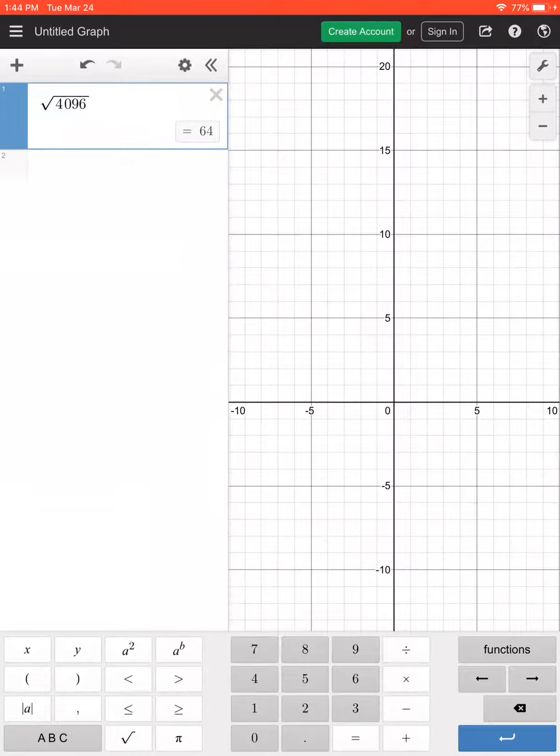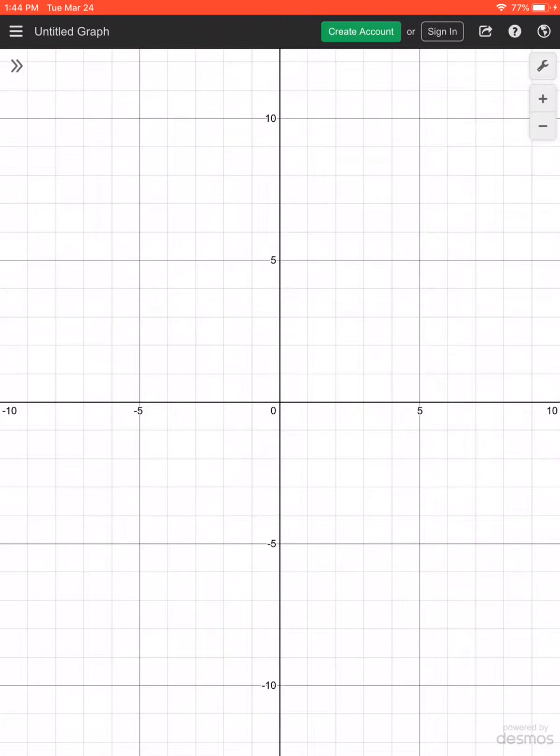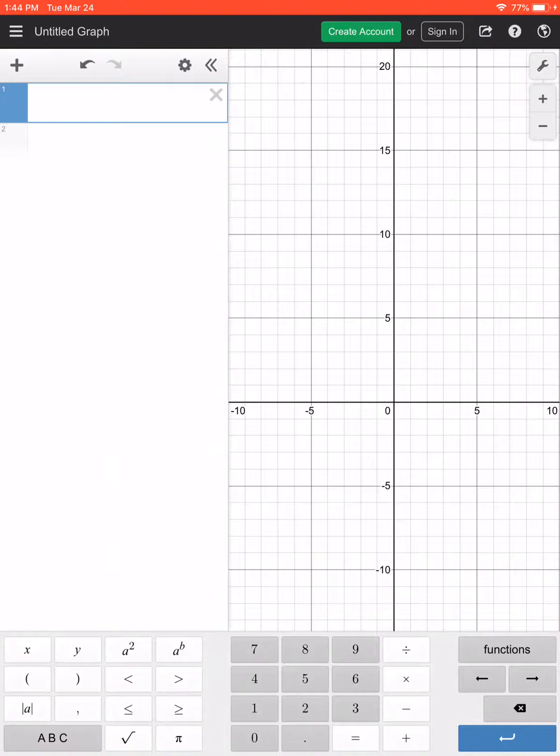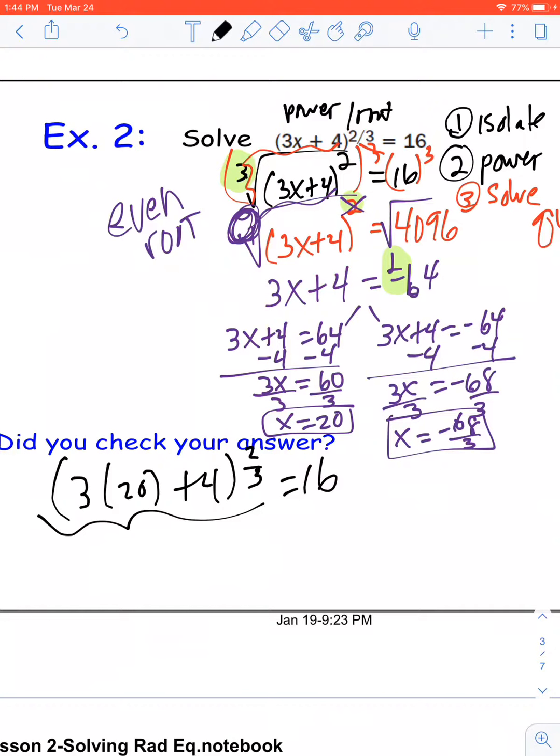So let's check it out. Oops, what happened here? There we go. So I've got parentheses 3 times 20 plus 4, close parentheses, and I'm going to raise that to the 2 divided by 3 power, and it does indeed give me 16. So 16 is equal to 16. This is a solution.